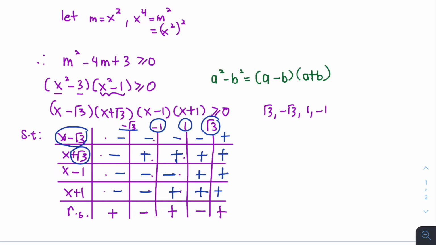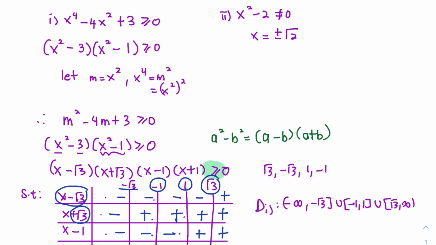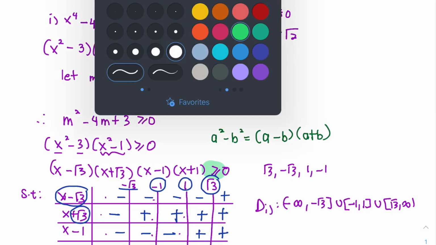So what you want is the part where you have greater than or equal to, so you take the plus sign. For the first part, the domain is from negative infinity until negative square root 3, union negative 1 until 1, union square root 3 until infinity. Now, are you done? You haven't done yet, because there are two parts to it.